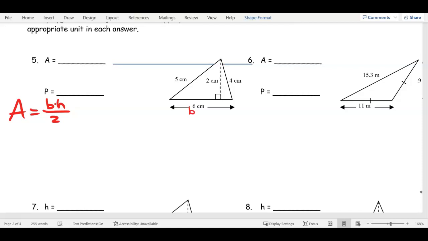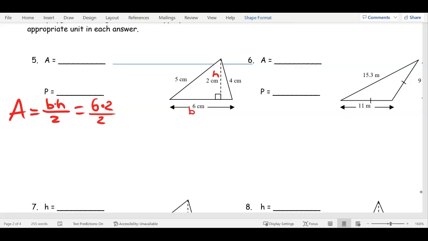6 is my base. What's my height? 2. Okay, so the height's not 4, the height's not 5. The height is 2. It's dashed going in the center there because it's perpendicular. It makes a right angle. Okay, so all we got to do is 6 times 2. And I cannot forget to divide by 2 because it's a triangle. 6 times 2 divided by 2.